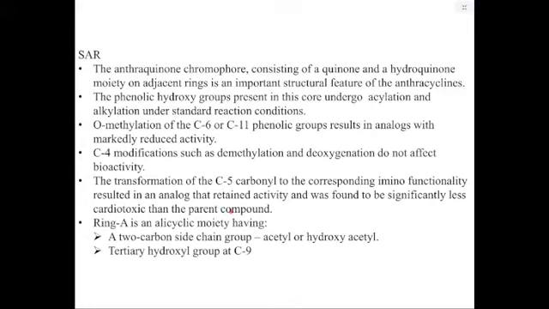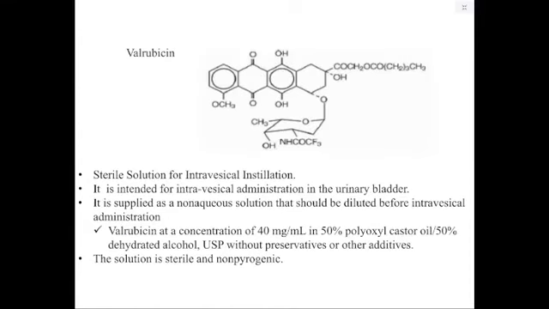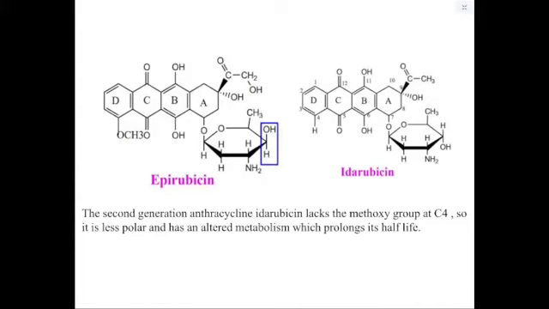The transformation of the carbon 5 carbonyl to the corresponding imino functionality results in an analog that retained activity and was found to be significantly less cardiotoxic. You will note that one of the major problems with these drugs is cardiotoxicity. So we are looking at position number 5. This carbonyl group can be changed to an imino group with retention of activity and decrease of cardiotoxicity.